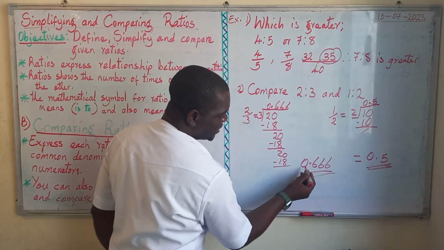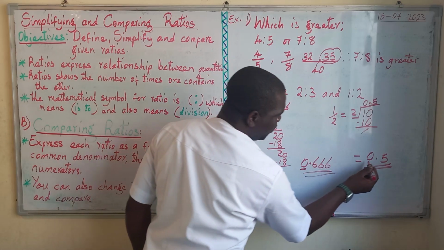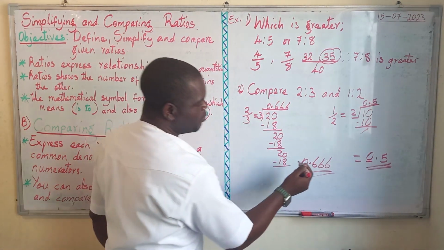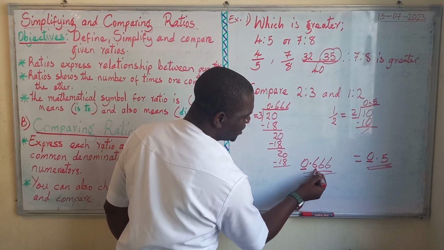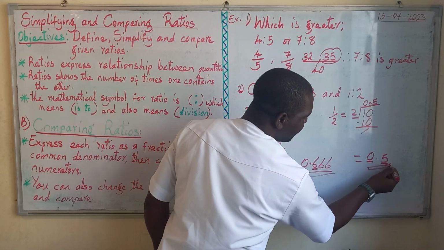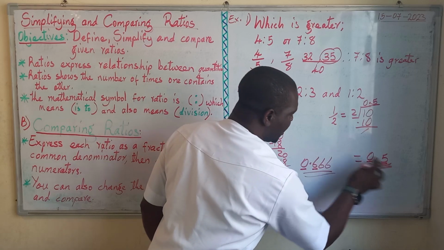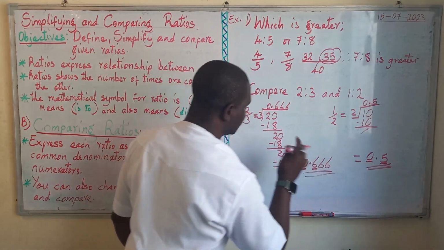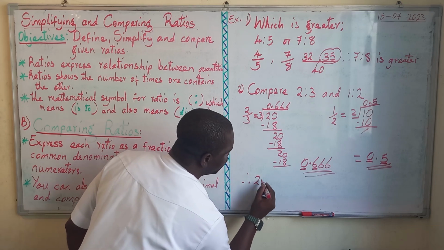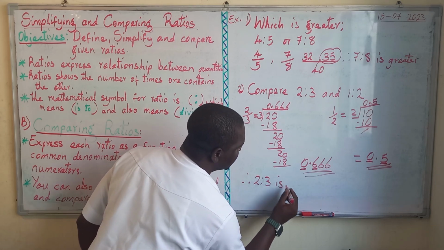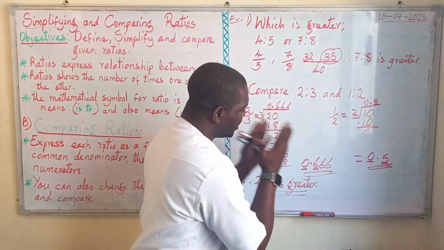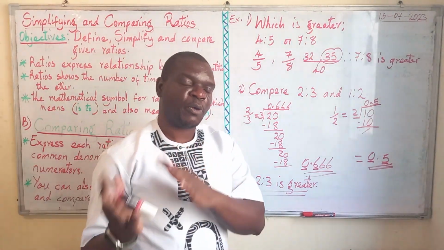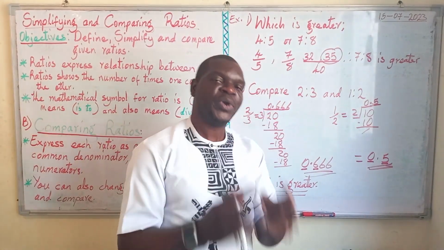We start with the first digits. Here 0, here 0. It means at this level, they are the same. We move to the next after the decimal point. Here is 6, here is 5. At this point, you realize that 6 is already more, and for that reason, this is greater. Therefore, 2:3 is greater. You can use the decimal method or this other method to compare and find out which ratio is greater.